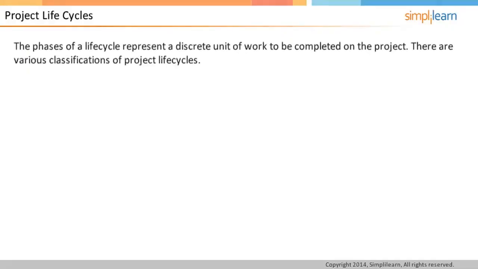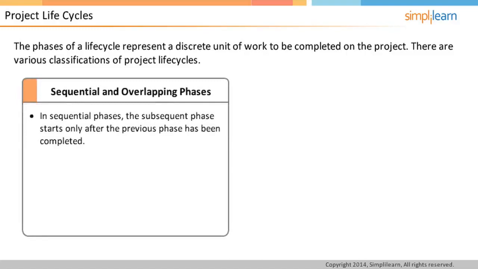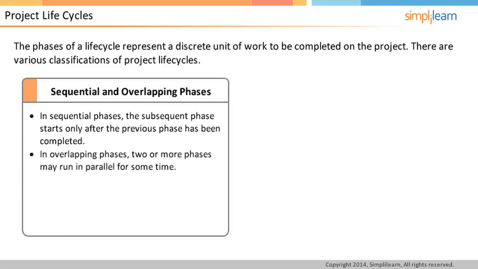A life cycle is composed of phases. Each phase represents a discrete unit of work required to be done on the project. There are different ways of classifying project life cycles. Let us first discuss the sequential versus overlapping life cycle. In sequential phases, the subsequent phase starts only after the previous phase has been completed, whereas in overlapping phases, two or more phases may run in parallel for some time. This could help in fast-tracking and compressing the amount of time required.